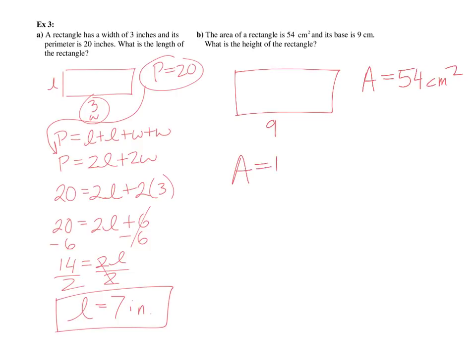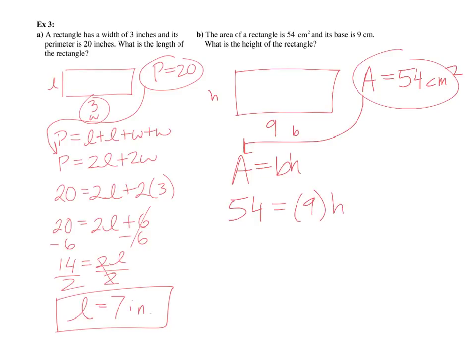Okay, so area is equal to base times the height. All right, so I'll call this the base. This is the height. And I have the area, which is 54, and the base, which is 9, and then I have the height. All right, so then I divide by 9, and h is equal to what? 9 goes into 54 how many times? 6 times. So my height is 6 centimeters. Done.